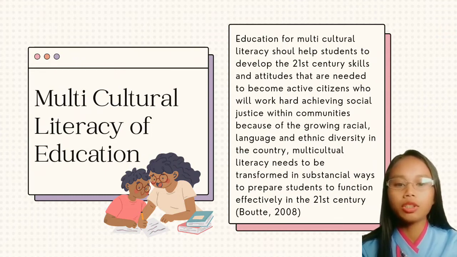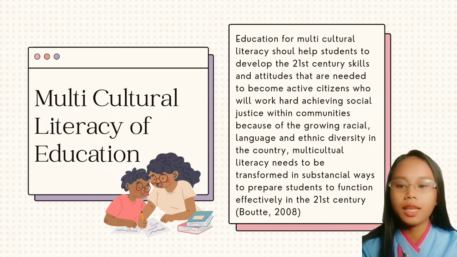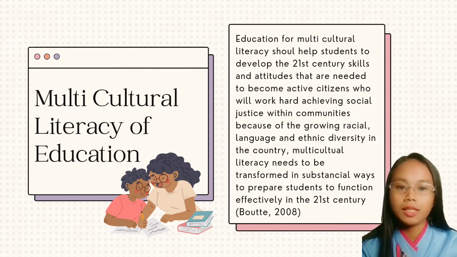Education for multicultural literacy should help students to develop 21st century skills and attitudes that are needed to become active citizens who will work hard achieving social justice within communities because of the growing racial, language, and ethnic diversity in the country. Multicultural literacy needs to be transferred in substantial ways to prepare students to function effectively in the 21st century. This is from Boots 2008.